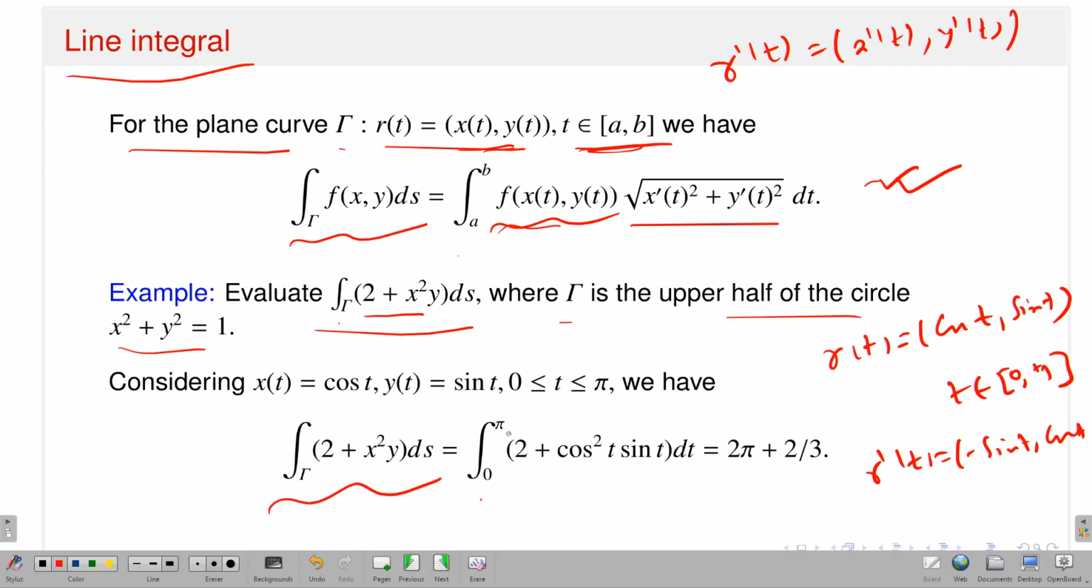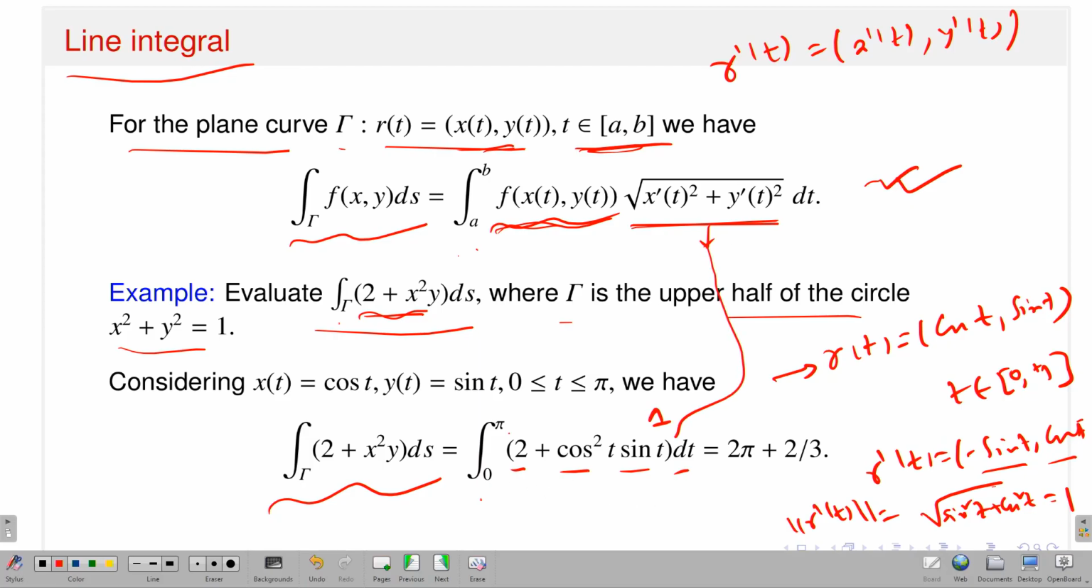So, this is nothing but the integral from 0 to pi, using the formula f of x t comma y t, this is your f function. So, it should be 2 plus cos square t plus sin square t, because this is the corresponding parameterization, and then you have the square root of x prime t square plus y prime t square. What is r prime t? Minus sin t comma cosine t. So, what is the norm of r prime t? If you calculate the norm of r prime t, it is the square root of sin square t plus cosine square t, which is 1. So, it will not contribute anything, it ends up with 1 here, then dt.